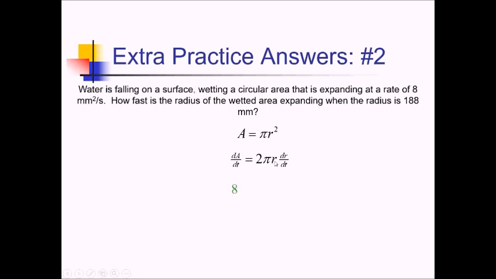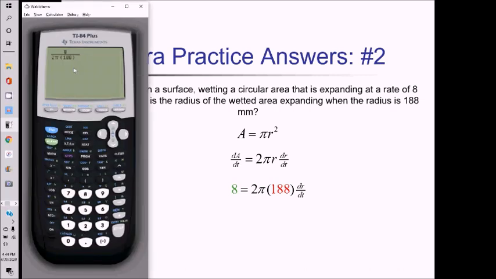And then for the radius, they told us the radius is 188 millimeters, or at least that's what it is at this exact moment in time that the problem's happening at. So we're going to write 2 pi times 188 times dr over dt. And at this point, we're just going to go ahead and divide both sides by 2 pi times 188 to get dr over dt by itself.